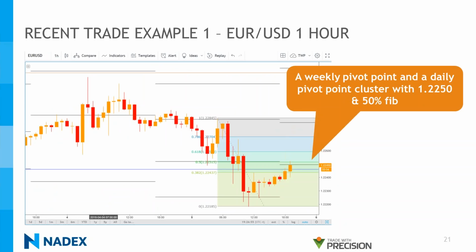We also spot a weekly pivot point and a daily pivot point in the same area, around that 122.50 level on our 1 hour chart. So it looks like we have a few of those items all coming together on this setup, a number of technical factors all combining to give us a good solid trade setup.